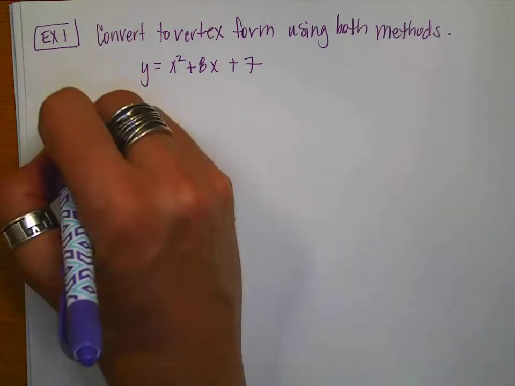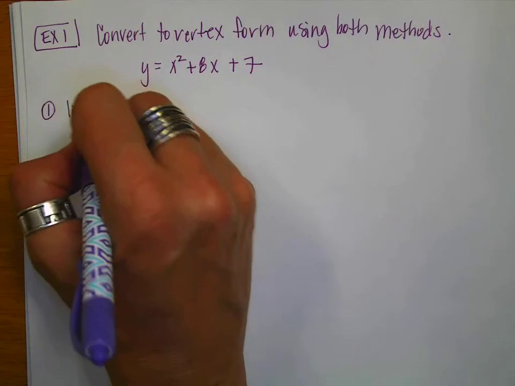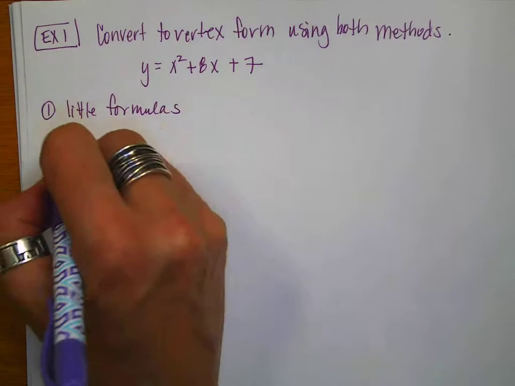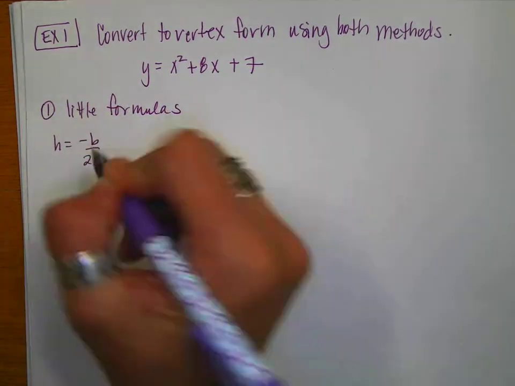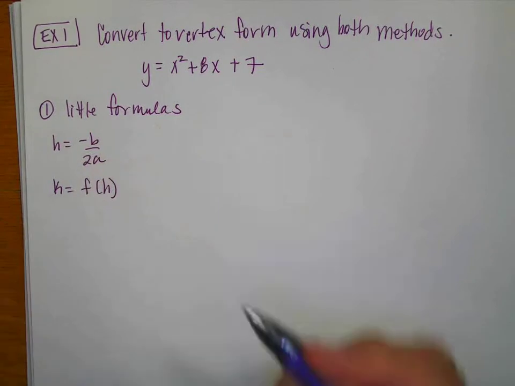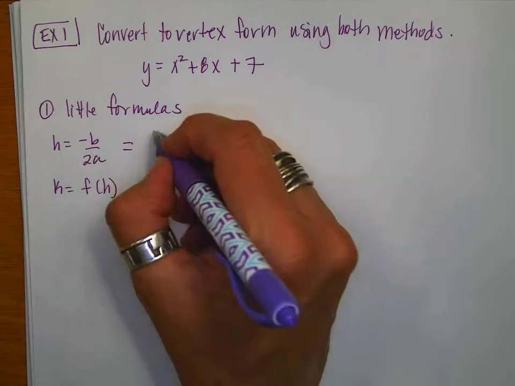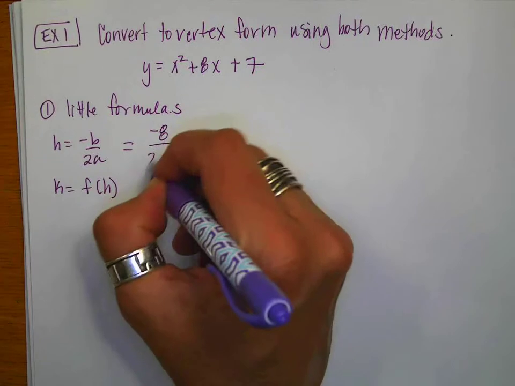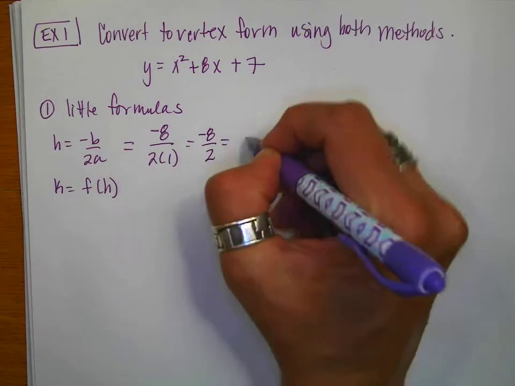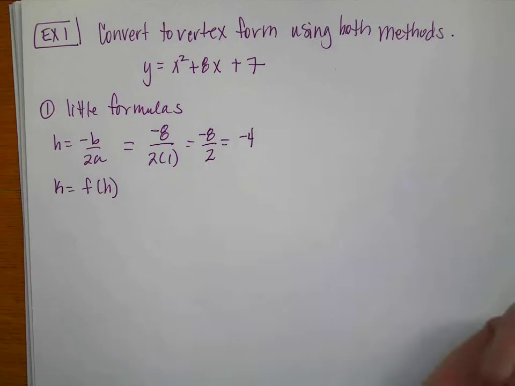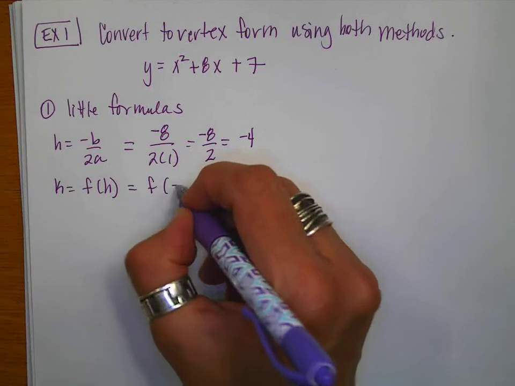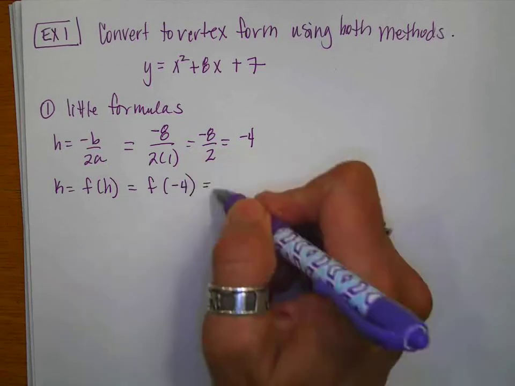All right. So I'll do method 1 over here, and I'll do my little formulas. I'm going to write h is negative b over 2a, and k is f of h. So my b is 8, so this is going to be negative 8 over 2 times 1, which is negative 8 over 2, which is negative 4. So now I need to find k, and k is f of negative 4.